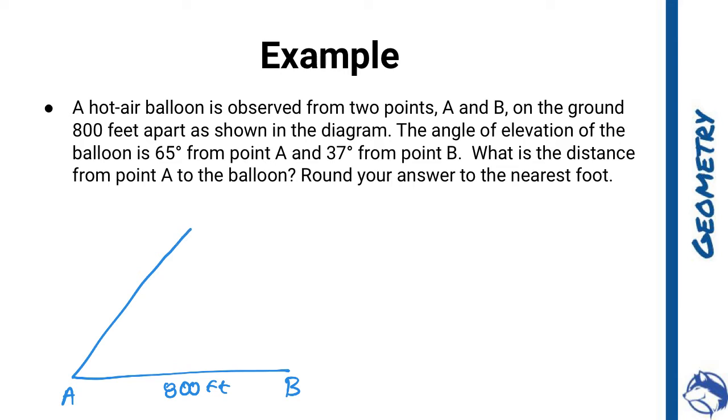So if I draw it up, it's going to be 65 degrees. And then it's 37 degrees from point B. And I know my picture isn't necessarily drawn to scale, but that's okay. So what is the distance from point A to the balloon? So here's my balloon over here.